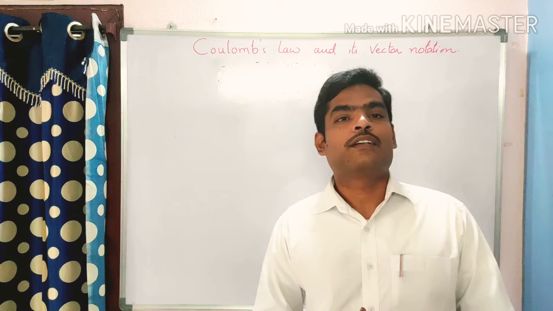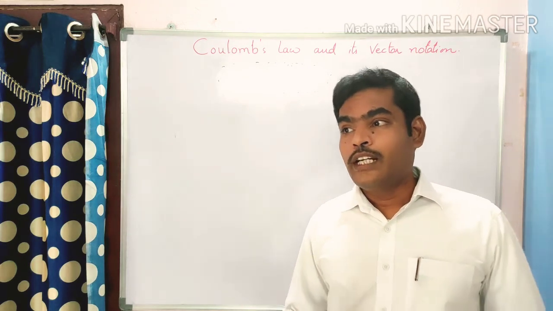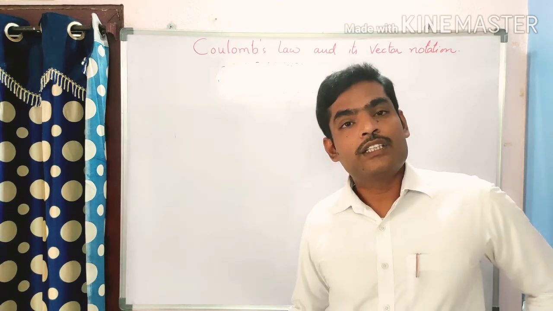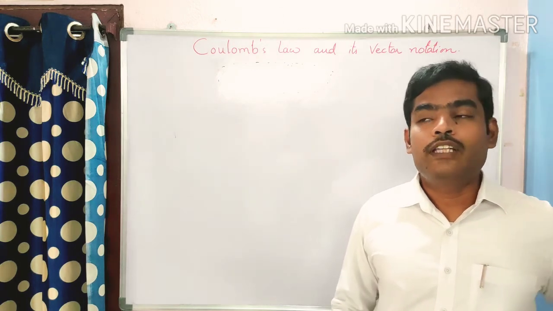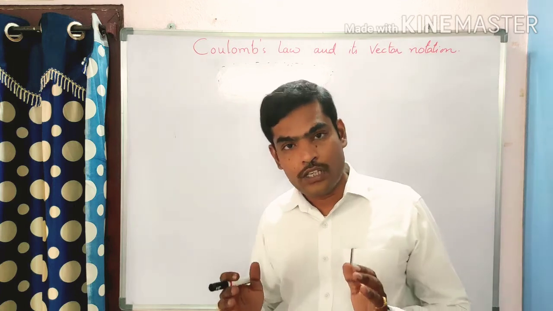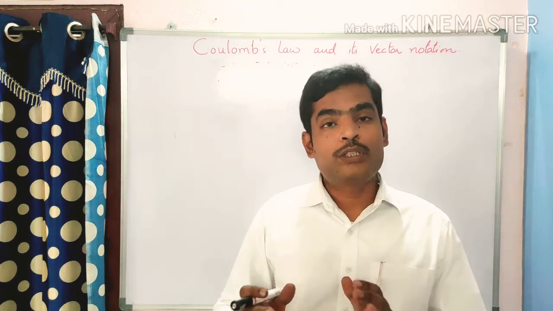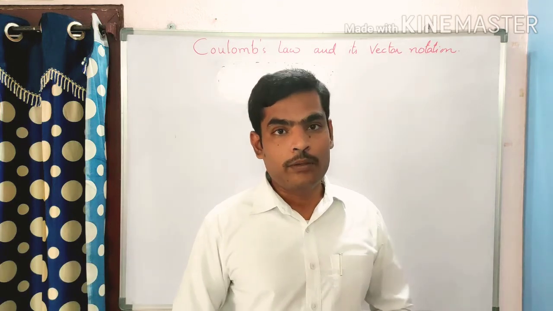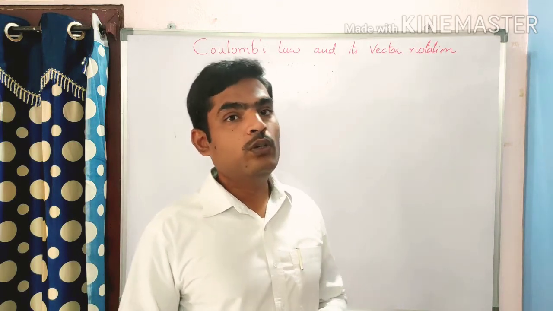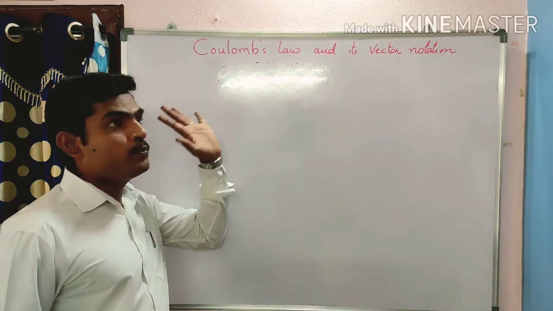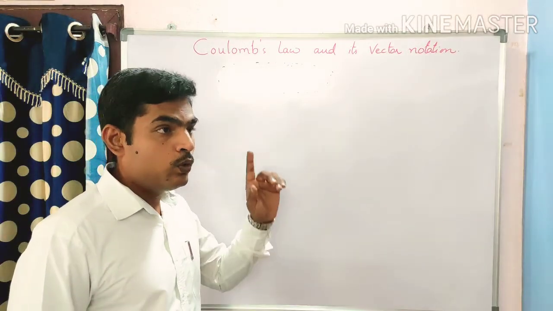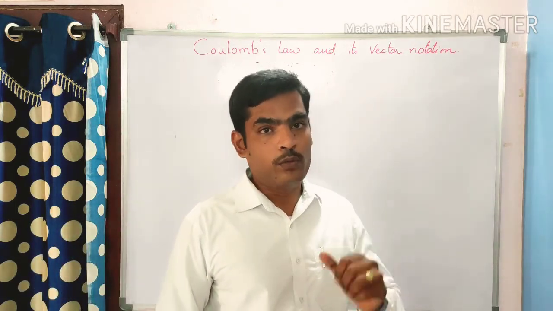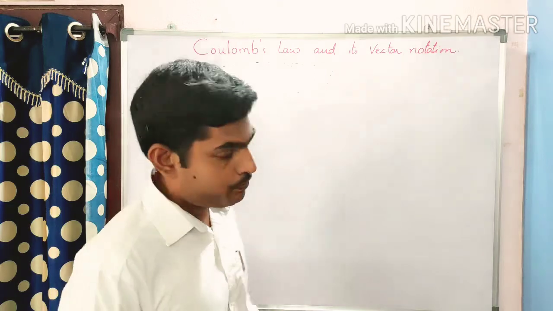Welcome to physics class. We have already started the fourth chapter in our IPE, which is electric charges and fields. In part 1 we discussed what charge is, what the properties of charge are, and the ways to charge a body. Now in this video we are going to discuss Coulomb's law and its vectorial notation: how to write Coulomb's law in vector form. These two things will be discussed now.